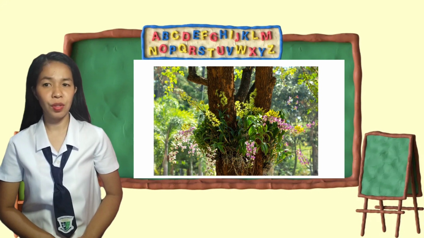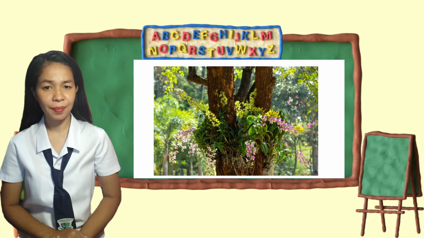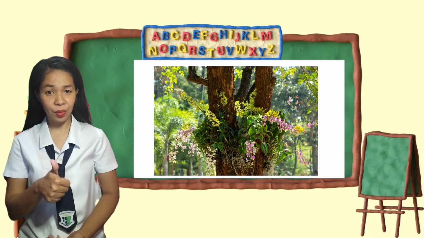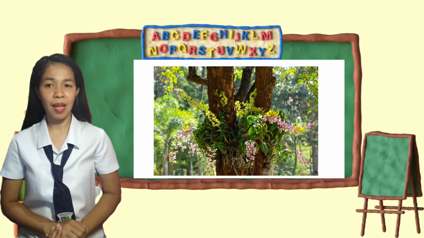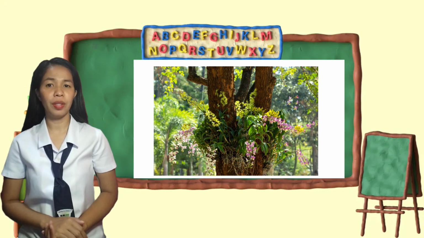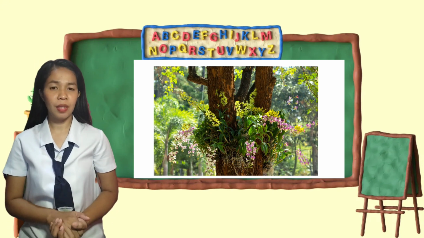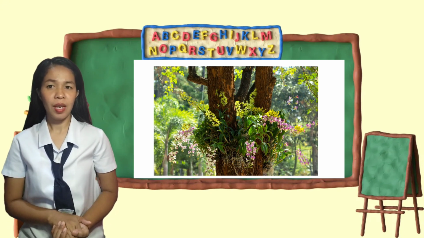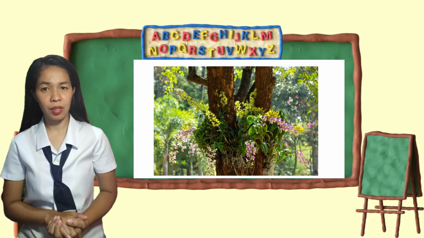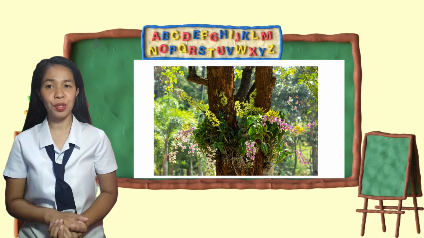What organism can you see? Let us ask Jules. What organism did you see? Very good, Jules. A tree and an orchid. The tree provides shelter to the orchid. The orchid is benefited from this interaction. Is a tree benefited by the orchid? Why? Anyone can give me the answer.